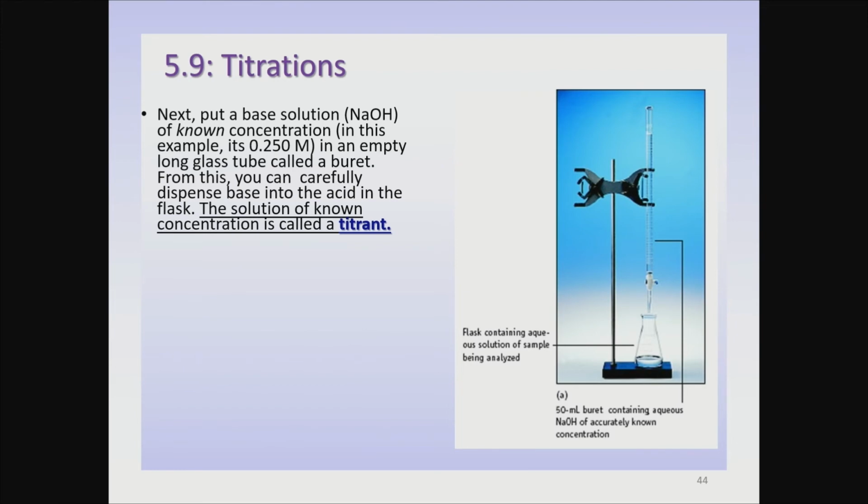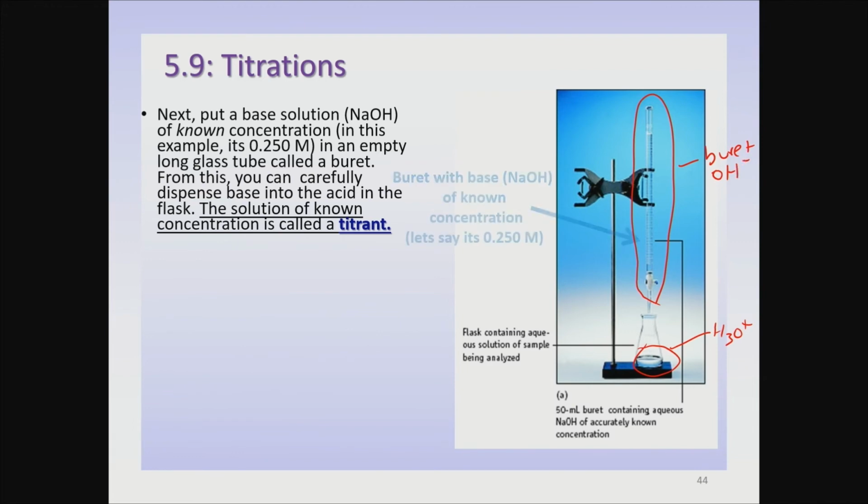The way we dispense the base is through something called a burette. So down here in the flask, I have the acid, and I'm just going to indicate that this is relatively acidic by noting that there are H3O+ ions in the acid. And then above the acid, we have this long glass tube, which is called a burette. In the burette, you would have something like sodium hydroxide, and therefore there will be hydroxide ions in the burette.